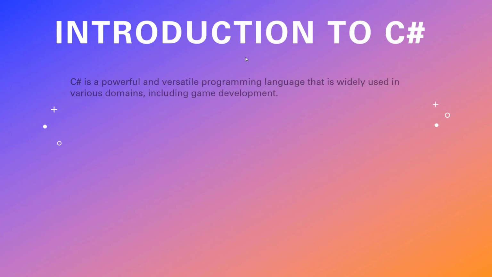C# is a powerful and versatile programming language that's widely used in various domains, including game development. Unity uses C# as its primary scripting language due to its performance, flexibility, and extensive libraries and frameworks. C# is a high-level language. High-level languages are easy to learn and are close to a human language. Also, they are independent of the hardware that the program will run on.